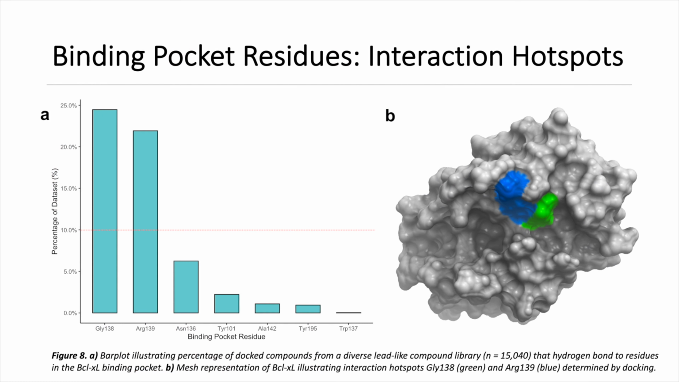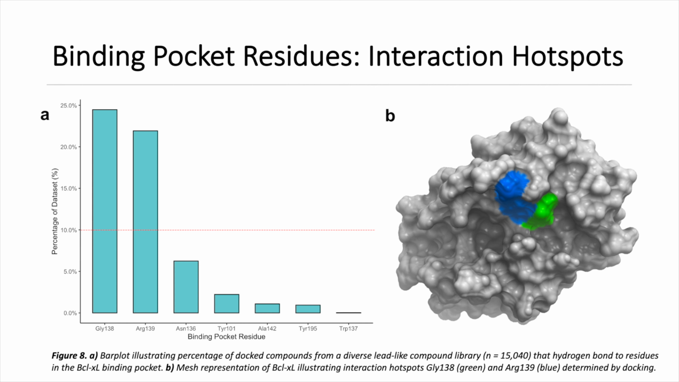Subsequently, interaction hotspots in the Bcl-xL binding pocket were analyzed to identify residues that may strengthen binding. To do this, hydrogen bond interactions observed in the top scoring results of the SB docking study previously described were analyzed. Since SB was demonstrated to perform better at generating binding poses, only results from SB were considered. The results are shown in Figure 8a, where the x-axis illustrates various binding pocket residues, and the y-axis illustrates percentage of the docked dataset that formed hydrogen bond interactions with these residues.